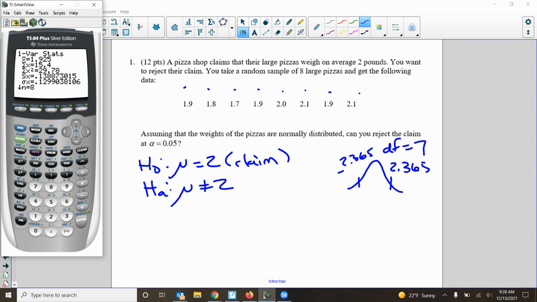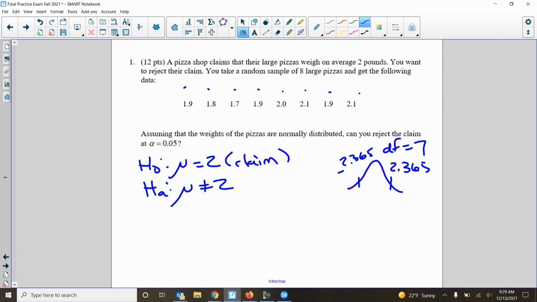The calculator calculates both. Remember, it's calculated the same way except for that denominator. For the sigma, it's divided by 8, and for the s, it's divided by 7. There's a difference between sigma and s. Sigma will always be smaller, s will always be larger. So we have to use the s. Okay, so x bar is 1.925.